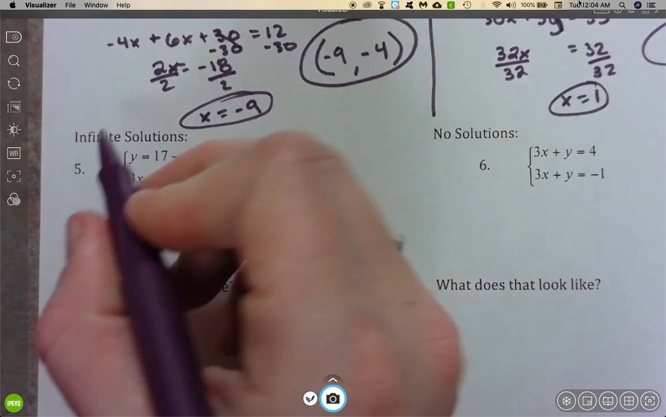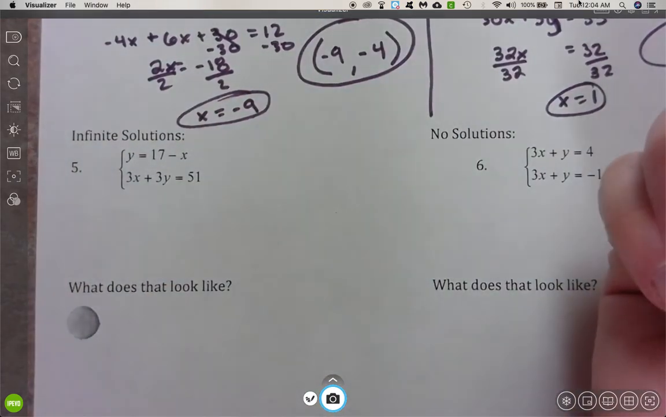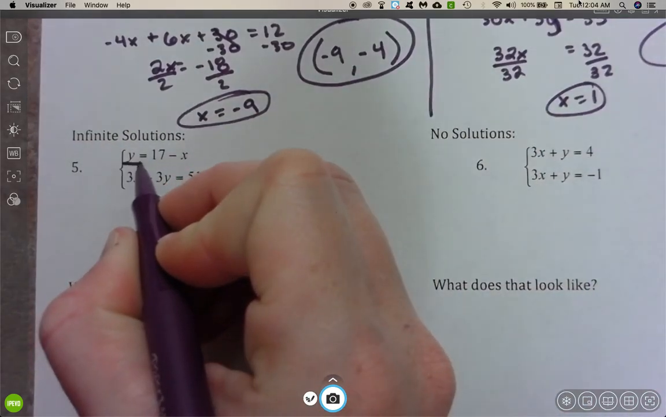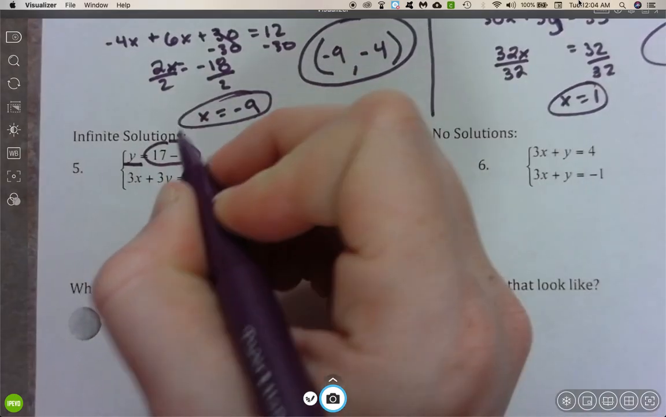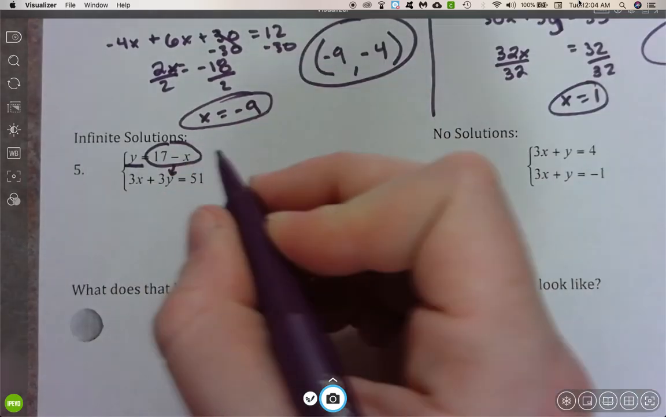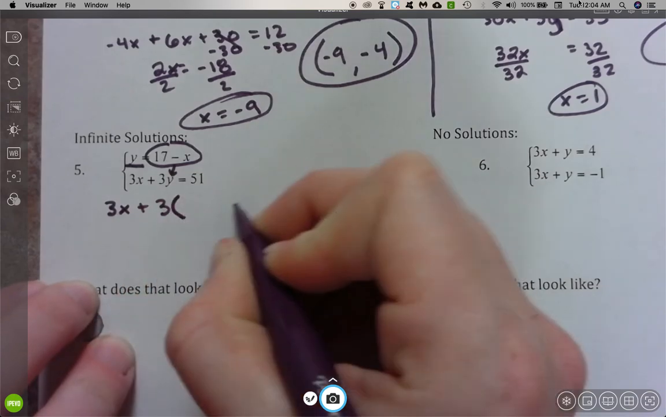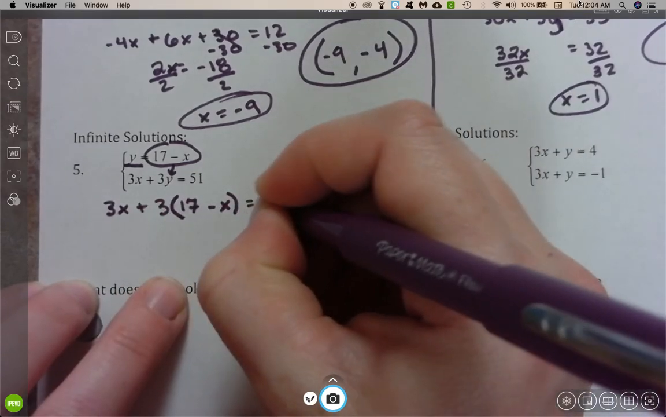So infinite solutions. This system is kind of set up ready to go for us using substitution because the y is already solved for. So what I can do is take this 17 minus x and just plug that in for y. He's already kind of solved for. Okay, so I'm going to do that. I have 3x plus 3, and in place of that y, I'm going to do 17 minus x equals 51. So that's where he goes.